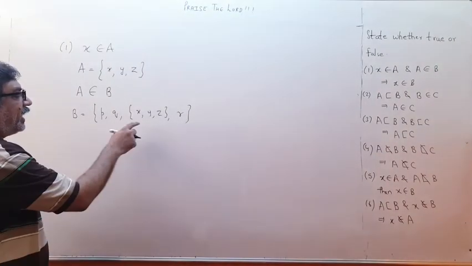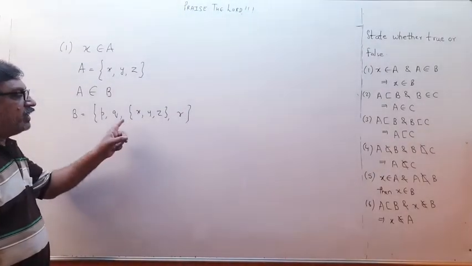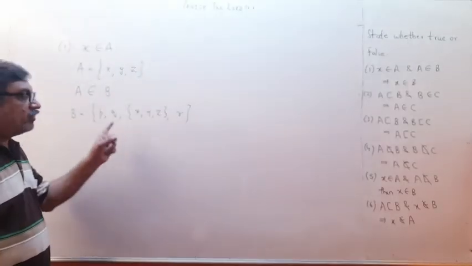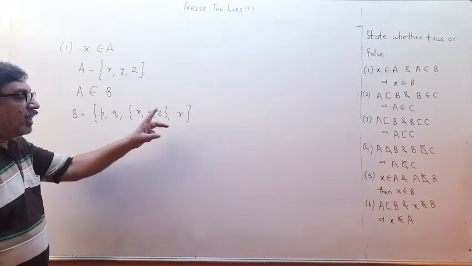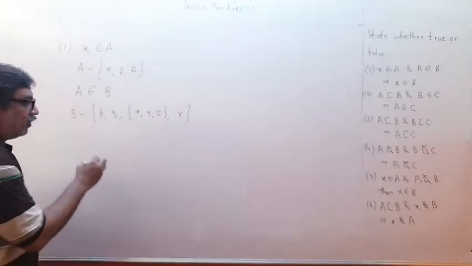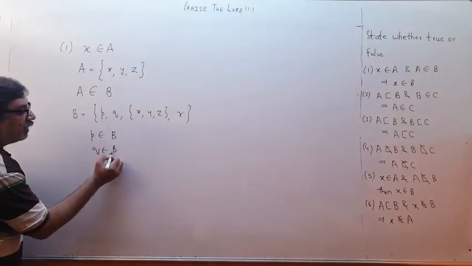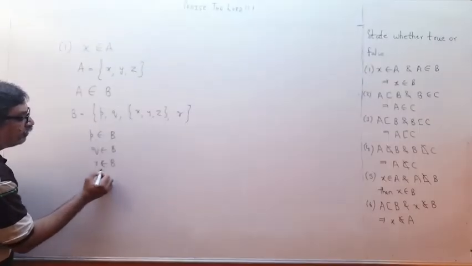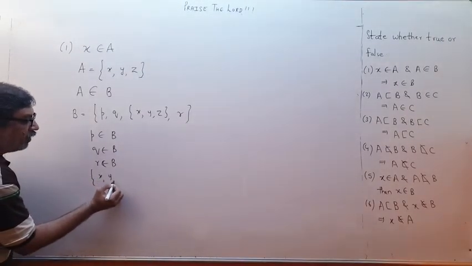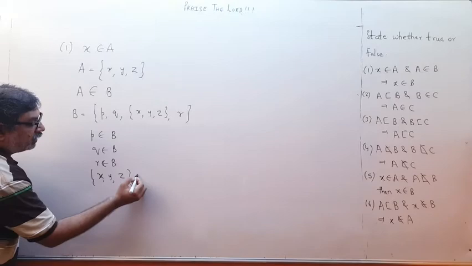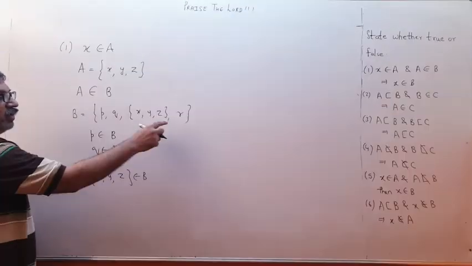Now we can make out X is not belonging to B because I cannot see element X over here. I cannot see one element, just like P, Q, R, I cannot see element X. So I will write P belongs to B, Q belongs to B, R belongs to B, and the set X, Y, Z belongs to B, but I cannot see only X over here.